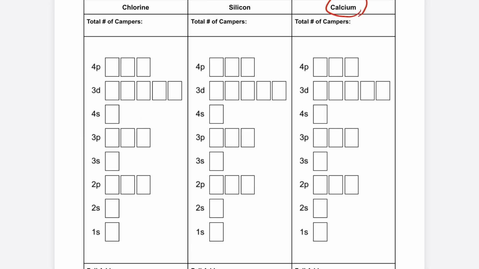So I'm going to go ahead and start with the total number of campers, as in how many electrons are there in a given calcium element, okay? So let's go ahead and get your periodic table out. I'm going to give you guys a couple of seconds. So right now, I hope you are getting your own periodic tables out, okay? All right, so let's begin.